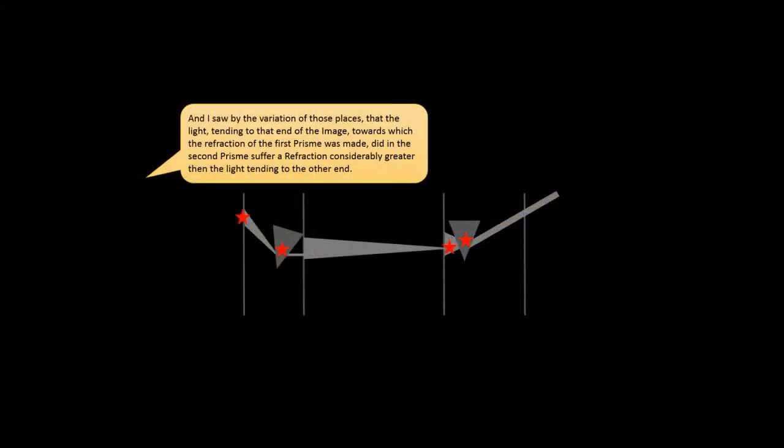So he says this: "And I saw by the variation of those places that the light tending to that end of the image towards which the refraction of the first prism was made, did in the second prism suffer a refraction considerably greater than the light tending to the other end." Nearly incomprehensible. He basically invents this word refrangibility to explain what's going on here. Refrangibility is kind of the disposition of light, of any particular ray of light, to refract to a certain degree.